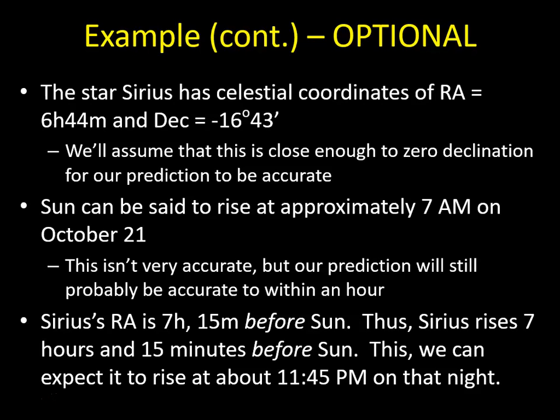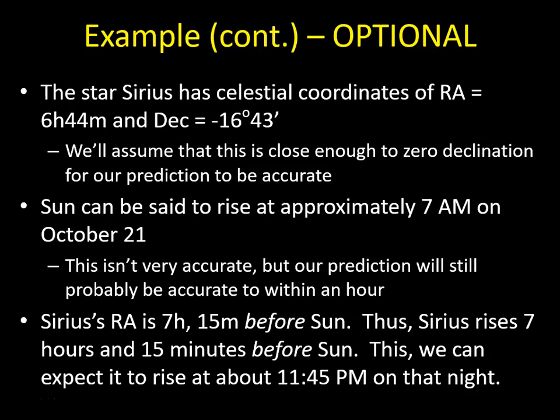What does that mean? It means that Sirius is going to do everything 7 1/4 hours before the sun on October 21st. So if the sun rises at 7 a.m., then Sirius is going to rise at about 11:45 p.m. If our sun sets at 7 p.m., then Sirius will have set at about 11:45 a.m. So, in other words, that's why Sirius is not a star that you look for early in the evening during the autumn, because it's going to be below the horizon. But it will rise at about 11:45 p.m.